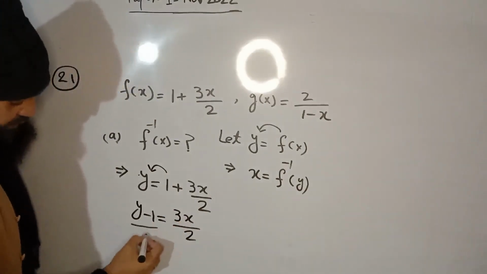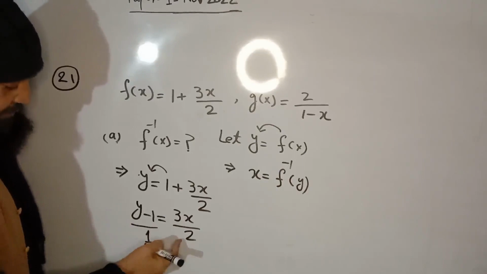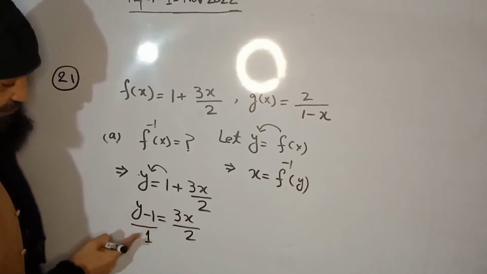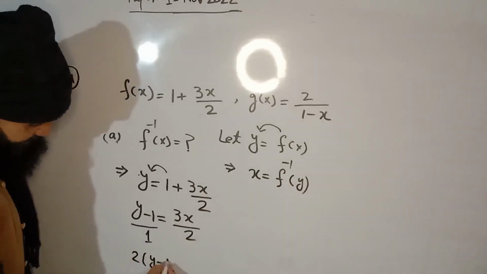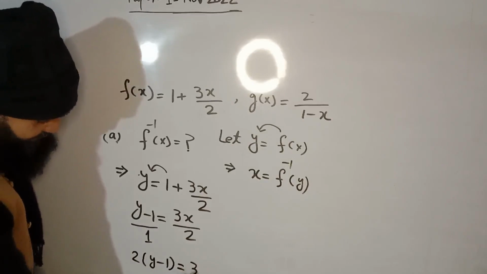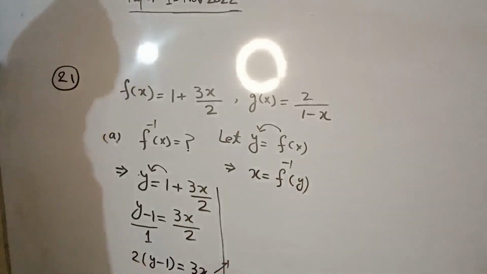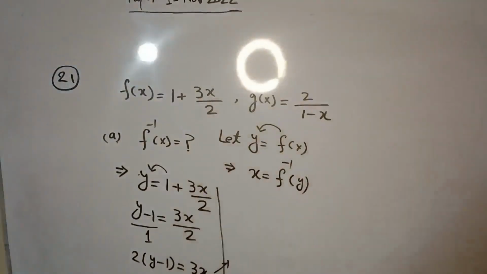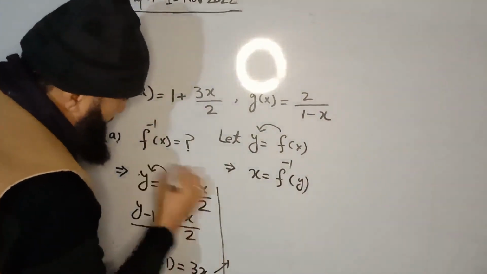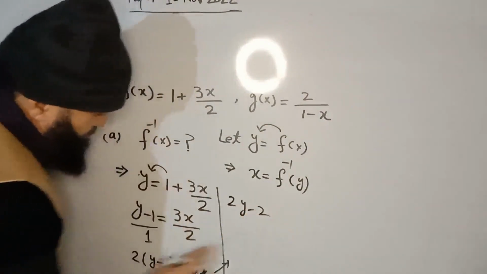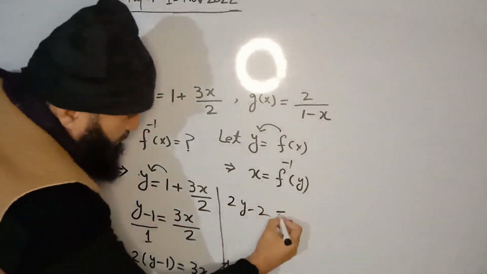Now this is y over 1 actually. If I cross multiply it, then 2 will multiply with this term and 1 will multiply with 3x. So we get 2 multiplied by y minus 1 is equal to 1 into 3x is 3x. Therefore, we can write it 2y minus 2. 2 into y is 2y, 2 ones are 2, so it becomes 2y minus 2 is equal to 3x.